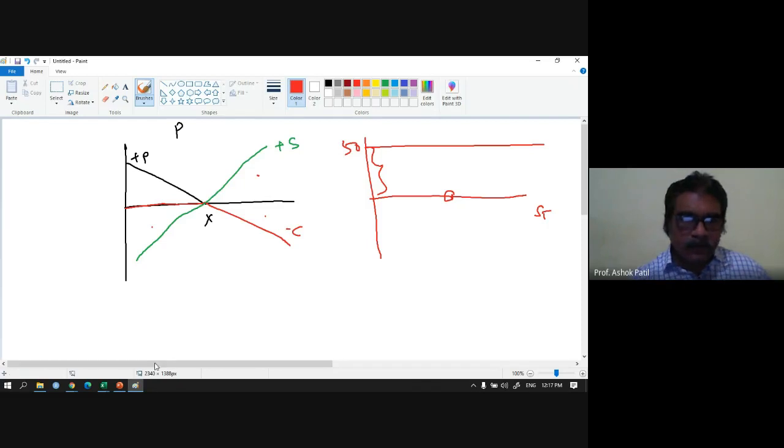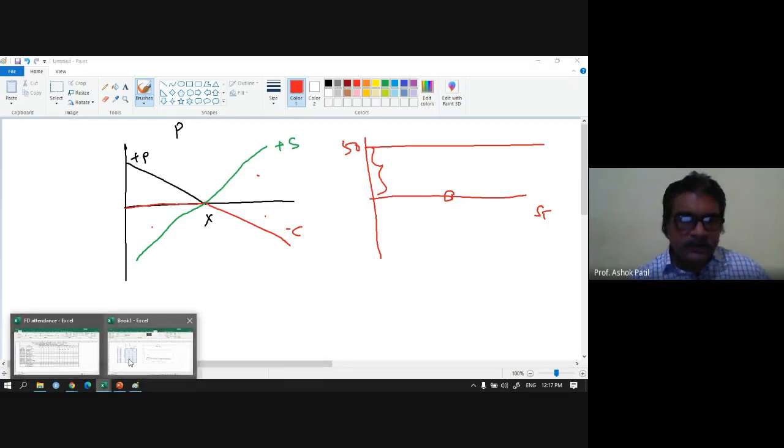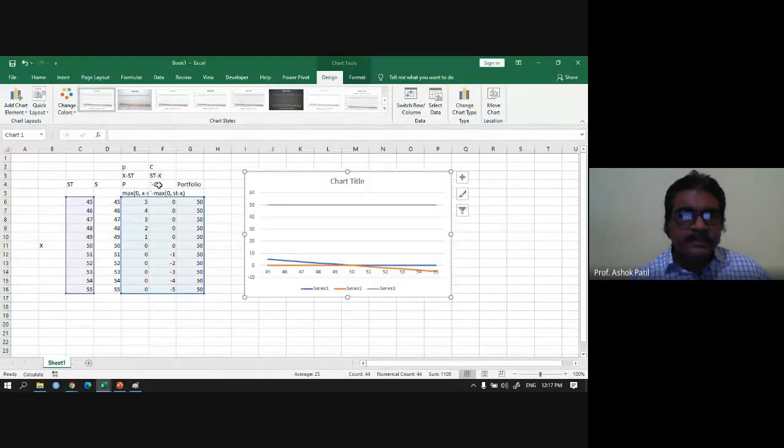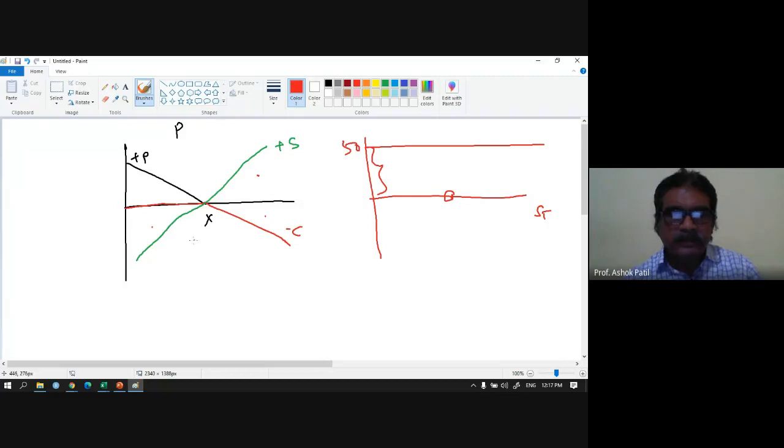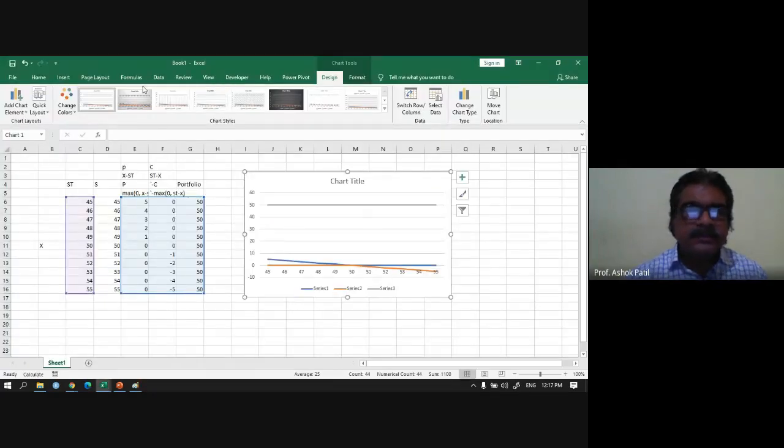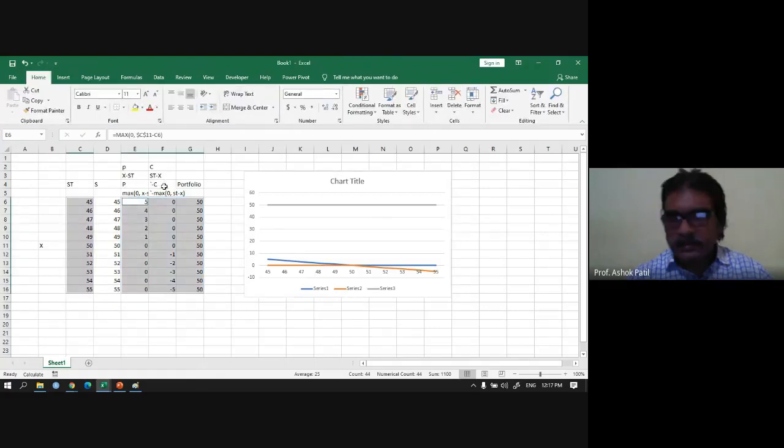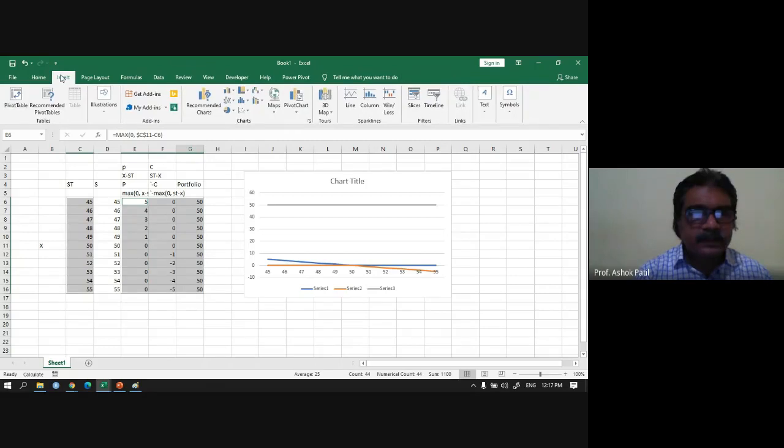Now I have drawn on this Excel sheet only the P and C and S plus P minus C. So if I draw S again, it will overlap and it will get one more line like this. So I'm just trying to do that also. So we can say simply S. So there are lots of graphs around. You can understand, right? Are you getting this point?